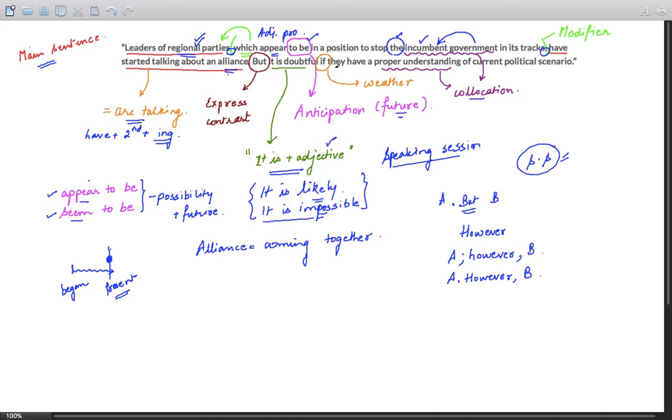If is used to refer to whether they have or do they have a proper understanding. Proper understanding is again a collocation, of the current political scenario. So what is the nature of understanding? It is proper. So there are a few things that you can use in your IELTS exam, for instance, some collocations, these sentence constructions, it is doubtful, or even the use of modifiers, even have started talking. These things can be used in the exam. You just need to practice to inculcate them in your speaking style or even in your writing style.